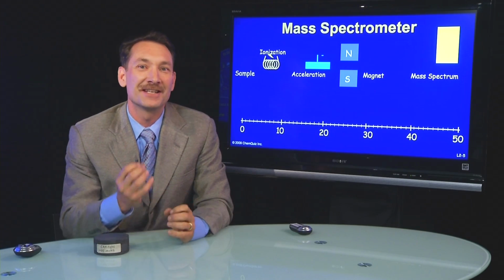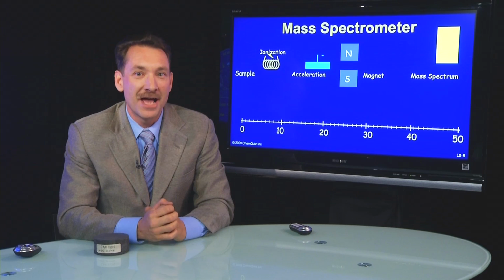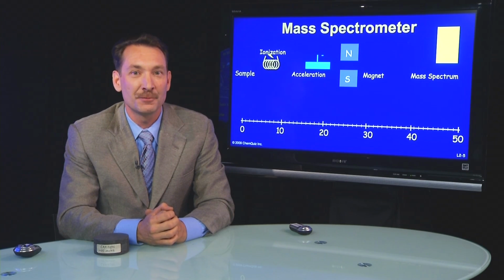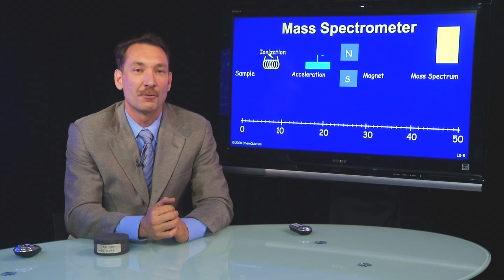So how do we determine the exact mass of an atom? Well, one way is to use a mass spectrometer. That's an instrument that's extremely sensitive to mass. And here's how it works.